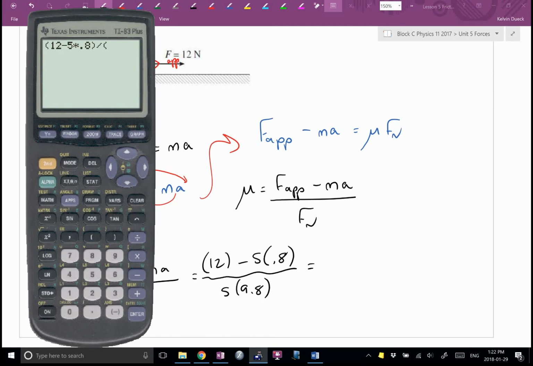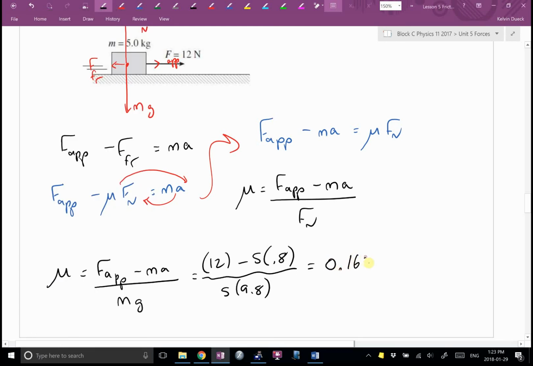Oh, is this a fraction? Yeah. More than one thing on the top? Yeah. Brackets. More than one thing on the bottom? Yes. Brackets around the bottom, too. Right? The 5 and the 9.8. Got to go in one big uber bracket as well. You get 0.163. Units. What? No units. It's dimensionless. Really? Yeah. That's what I said. Mu is just a number, but doesn't have units attached.